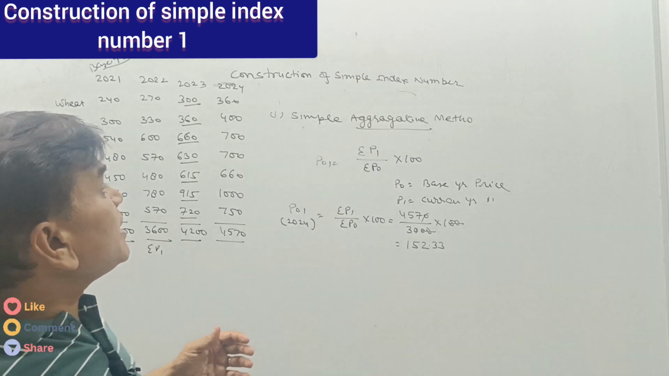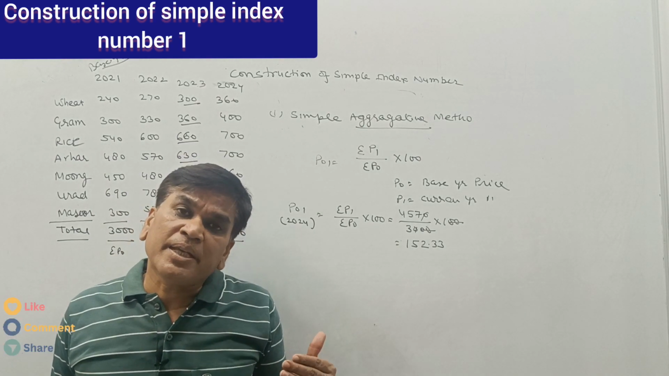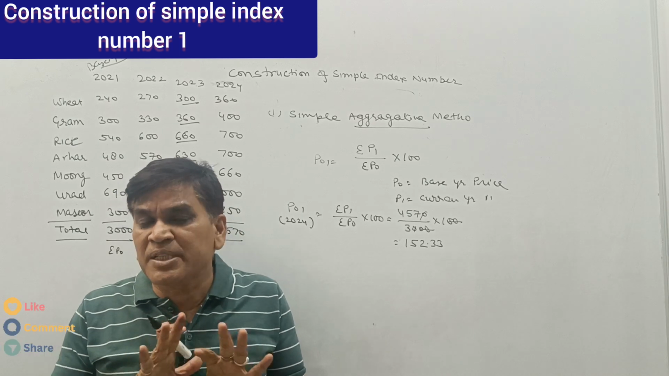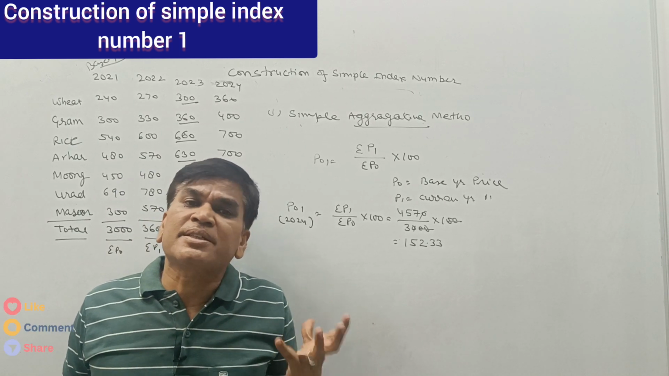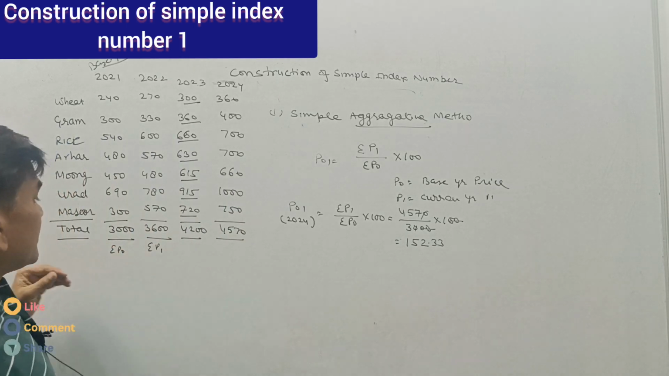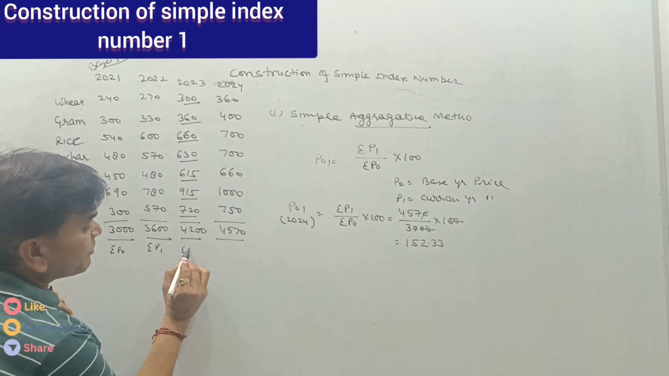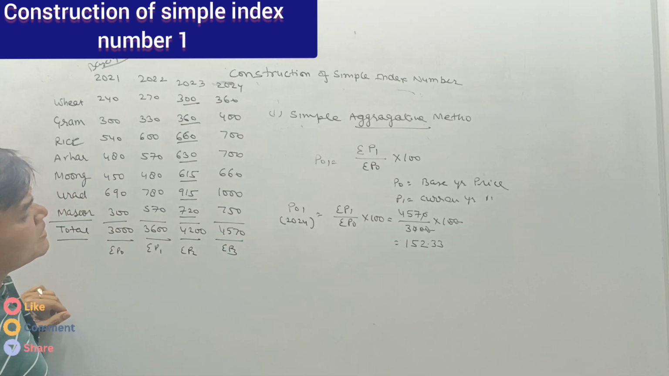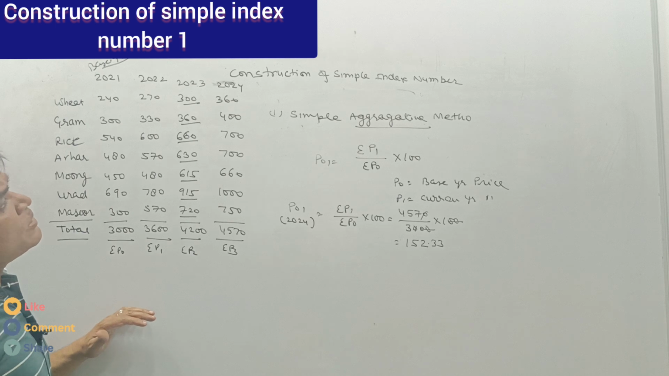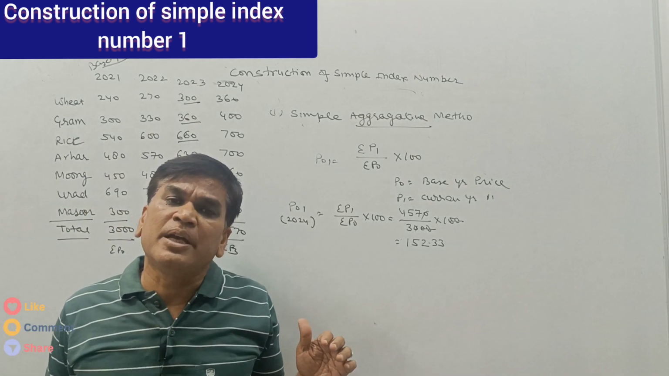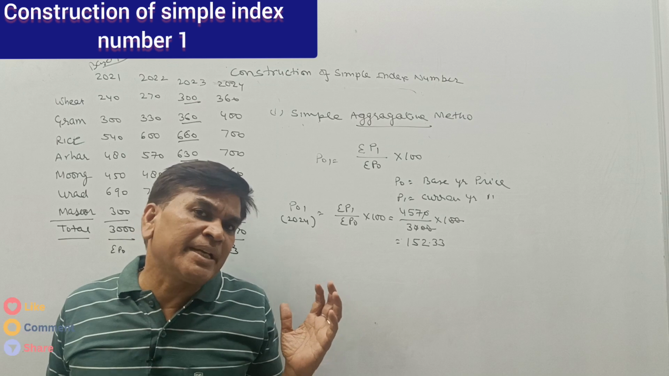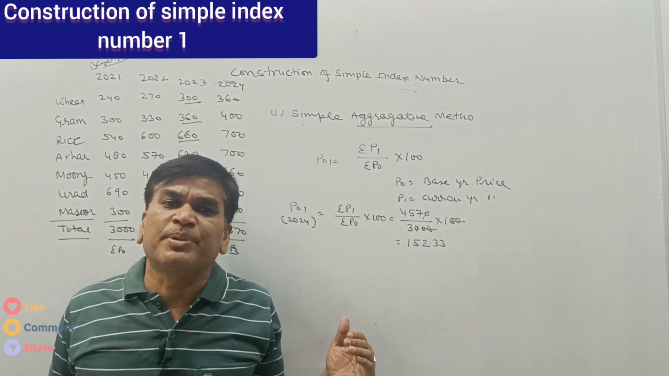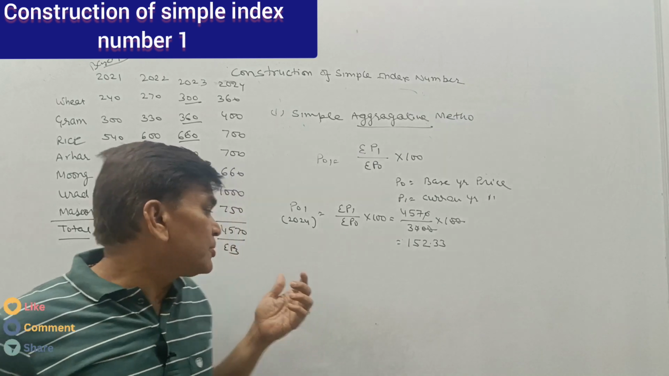Okay. So in this way, we can easily calculate the simple aggregate method. In the simple aggregate method, we don't require anything, we just want the total of these. This is sigma P1, this may be sigma P2, this may be sigma P3. You can write it as P1, no problem at all. The result will be the same. So I think you won't have any problem with the simple aggregative method. Very easily we can calculate the index number, just using the totals.